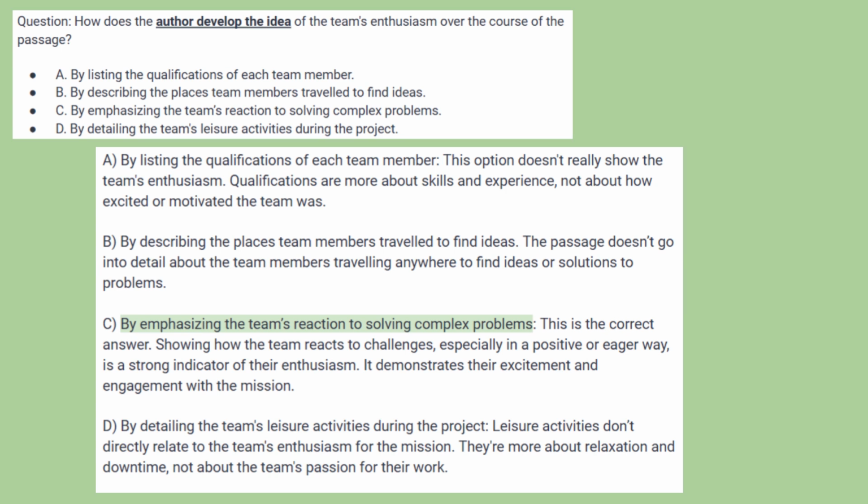D was incorrect. It said by detailing the team's leisure activities during the project. Leisure activities don't directly relate to the team's enthusiasm for the mission. If somebody goes to the beach, they might have a fantastic day and be enthusiastic about that day, but that's not really relevant. That doesn't actually apply at all towards what we're looking at.